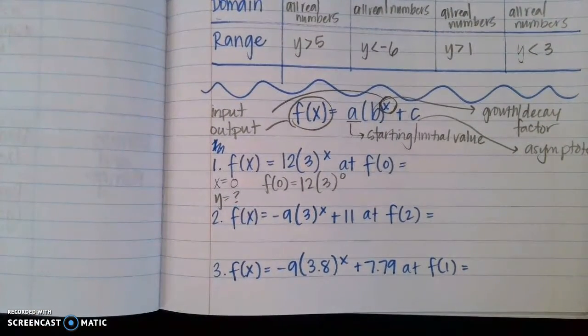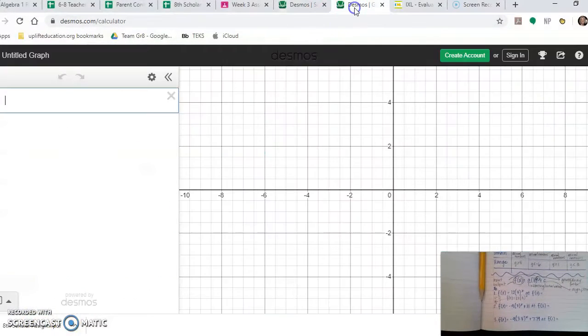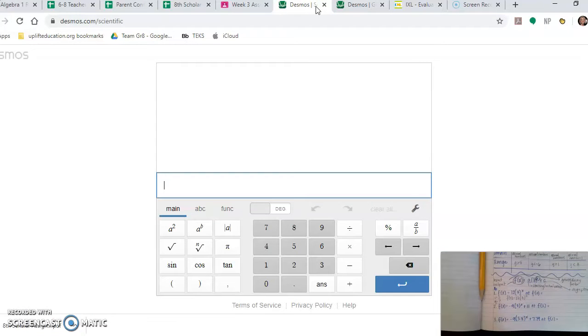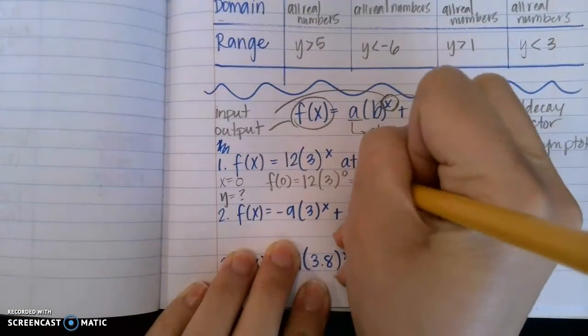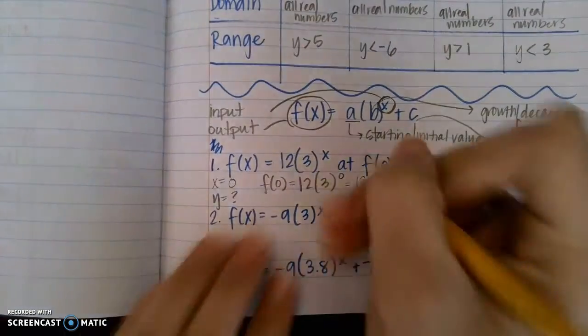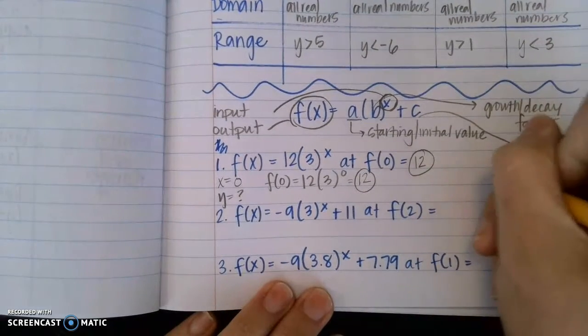Now there are a couple different ways that you guys can do this. You can use this in your calculators, which you guys should have your graphing calculators in front of you. If you don't, I have posted a Desmos scientific calculator that you guys can use. And so this is how you would do this. You can either type or you can click your keystrokes here. You can do 12 and then parentheses 3. And then to get your exponent, you'll click Shift and 6, just like we've been doing in our Desmos calculator. And then you put 0 as your exponent. And then there's your answer. And your answer is 12. So that's one way of doing it, using your calculator. So at f of 0, your y value is 12.